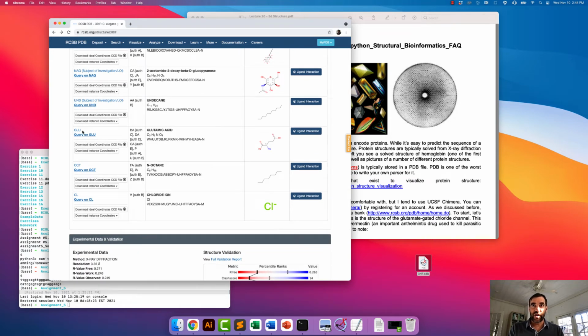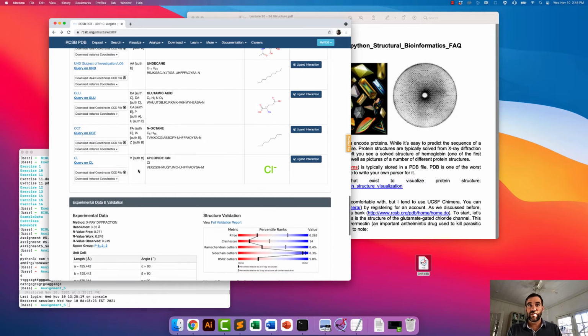But then the glutamate, so you can see that there's also the glutamic acid, so that's actually the neurotransmitter, so we can see where the neurotransmitter binds, and that's GLU. And then the chloride, there's also a chloride ion within that as well. So we can see where exactly the chloride travels through the channel in order to enter the cell.